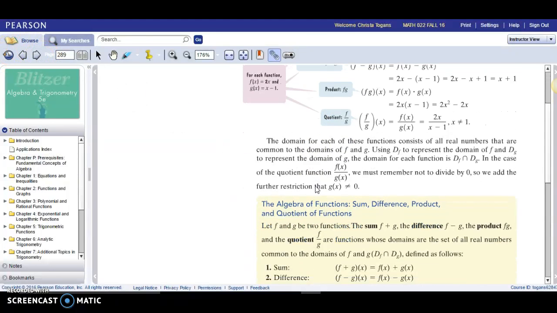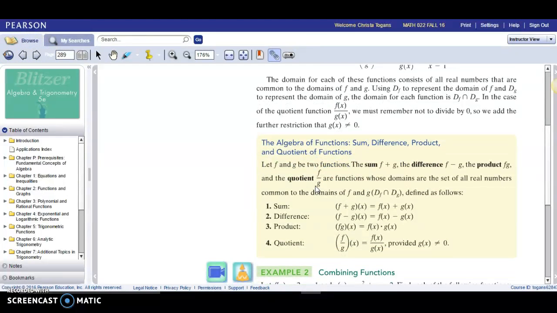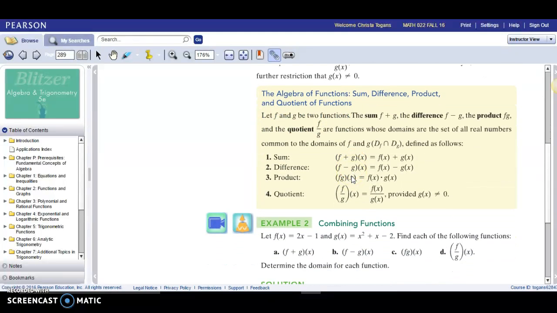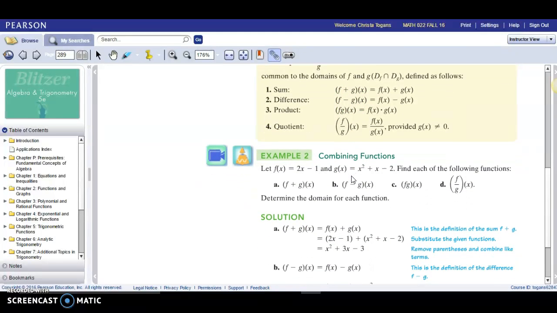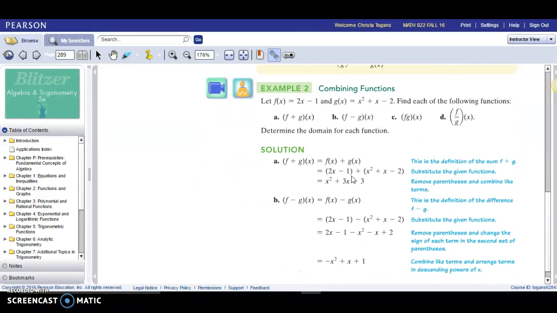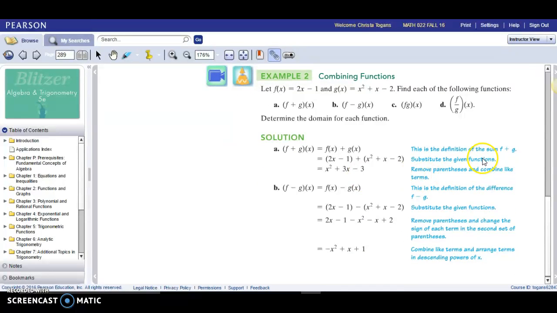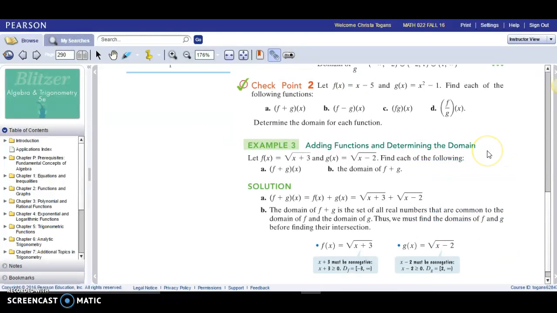Please read all of the definitions and please go over all of the examples. It will help you tremendously. Also, please read the step-by-step procedure of what is going on in every single example. On page 290, there are a few more examples that you can go over using checkpoints and by looking at examples that are a little bit more complicated.